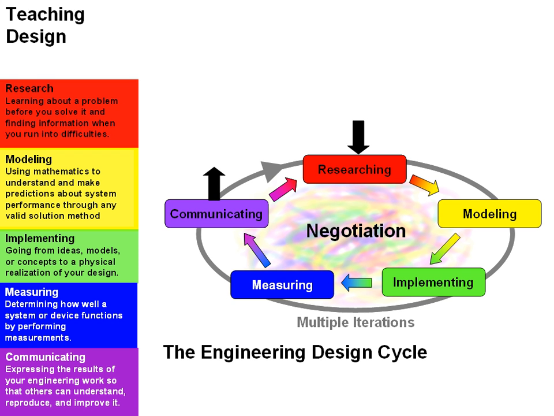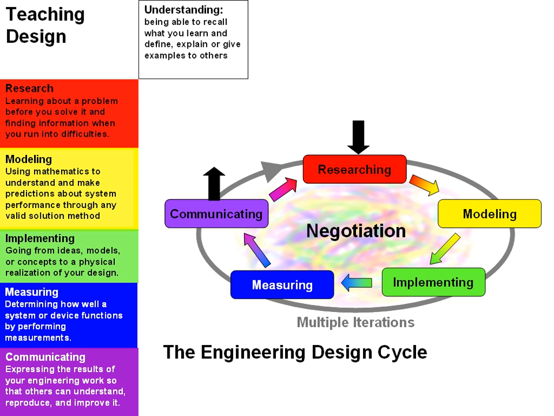Of course, when you learn design, you don't learn it all at once. It's not really a holistic thing. So we think of four levels of design learning. Understanding design, which is being able to recall what you learn, define, explain, give examples to others. This is really critical that you understand what you're doing before you proceed to the design cycle.